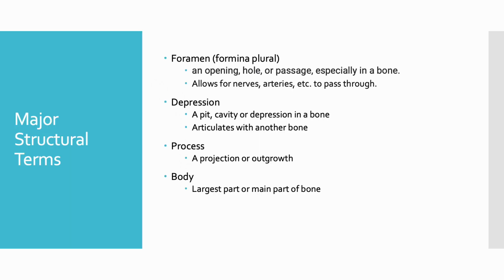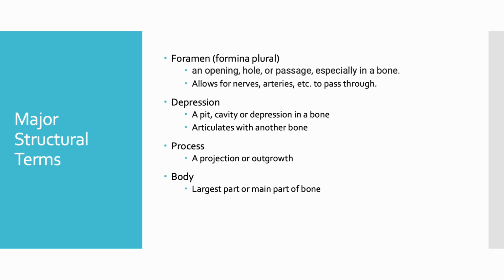Major structural terms. There are a few major structural terms. These terms generally have the same meaning in different parts of our body. First, we have a foramen or a foramina, if it's plural. This is an opening, hole, or passageway in a bone that allows for nerves or arteries to pass through. Our skull has quite a few for facial nerves and a really big one for the spinal cord to enter into the skull so it can attach to the brain.